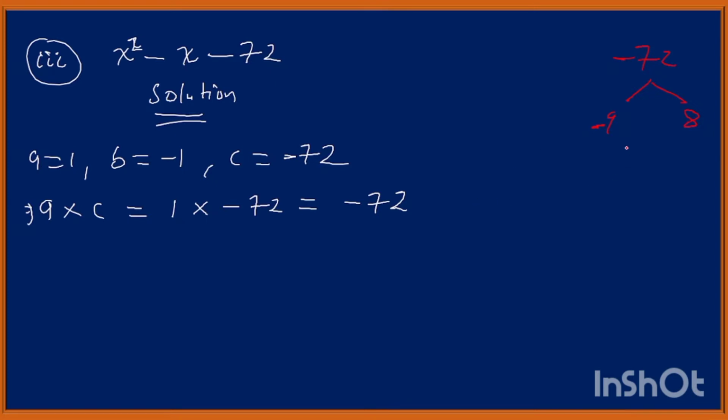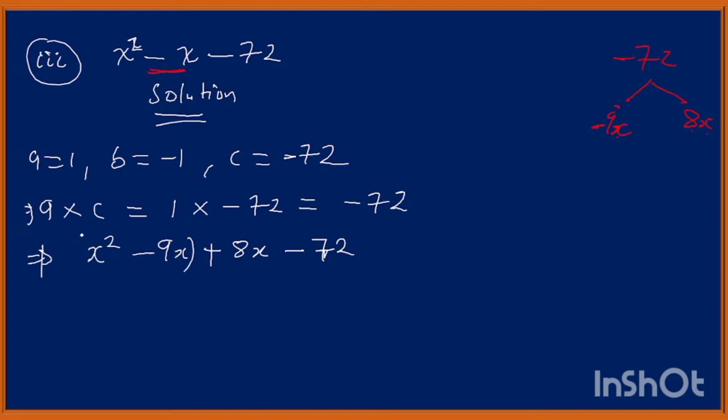So all we have to do is attach the variable we are working with, which is x, to each of them. I'm going to replace minus x with minus 9x plus 8x in that expression. So the expression becomes x squared minus 9x plus 8x minus 72.